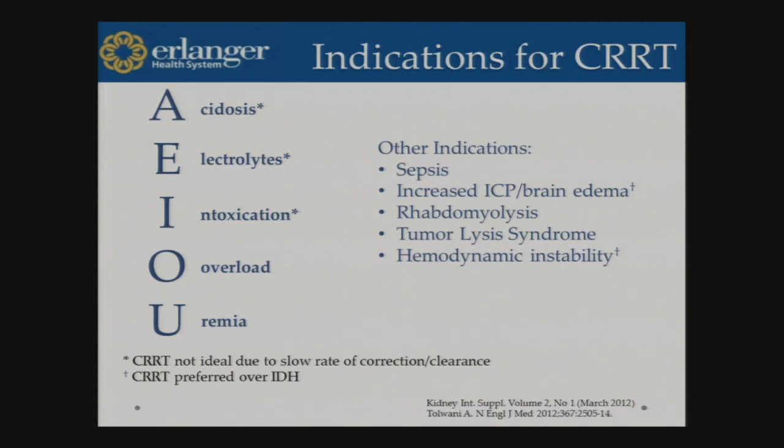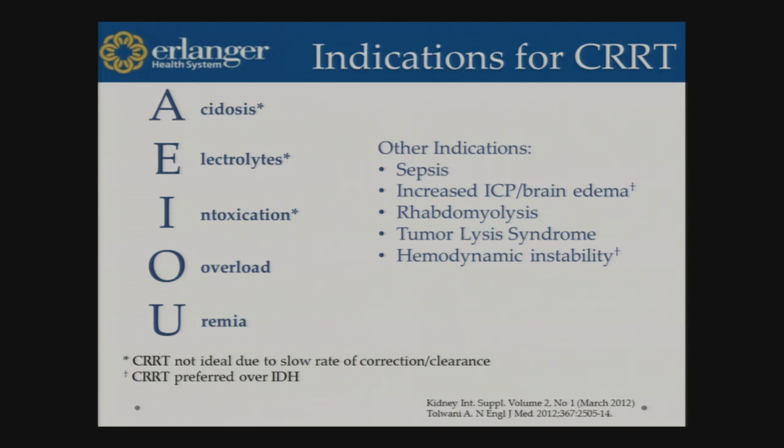So I've got acidosis, electrolytes, and intoxication starred here, and that's because for these indications, CRRT is not ideal to use, primarily because the rate of clearance is so slow. Much slower than intermittent hemodialysis. So if your patient is acidotic or has electrolyte abnormalities or has an acute intoxication and we need to rapidly correct that, CRRT is not going to rapidly correct that. So if a patient can tolerate intermittent hemodialysis, that would be the preferred mode of renal replacement therapy in those patients. You can see some other indications over on the right-hand side of the screen.